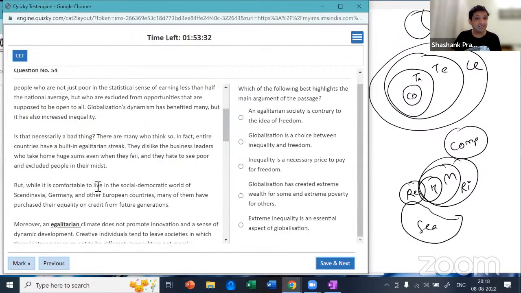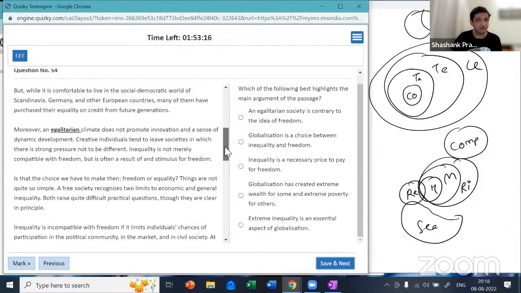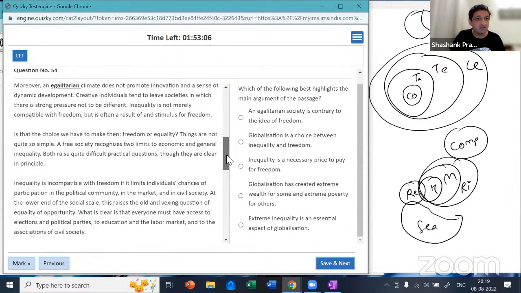Is it necessarily a bad thing? Many who think so. Egalitarian streak. Egalitarian is basically equality kind of a thing. Dislike business leaders who take home huge sums even when they fail. They hate to see poor and excluded people in their midst. It doesn't matter. While it is comfortable to live in the social democratic world, most of them have purchased the equality of credit from future generations. Equality on credit. So today will be unequal, but tomorrow will be equal.